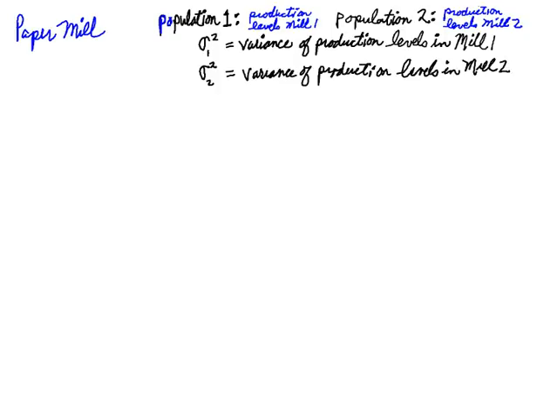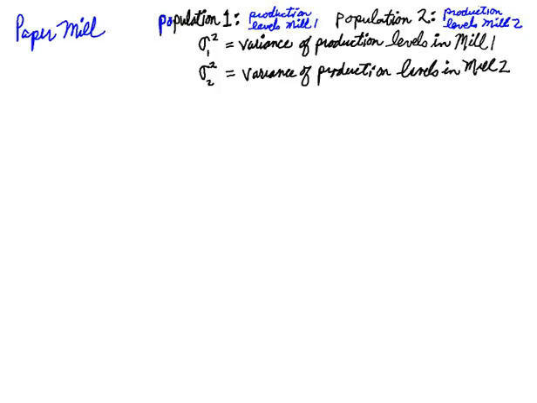Okay, this is a test to determine if there's a difference in the variability. Variation, of course, is measured by standard deviation and also variance. And what we're going to do is look at that variability and measure it in terms of variance. So I'm going to let population 1 be the production levels from mill 1 and population 2 be the production levels from mill 2.